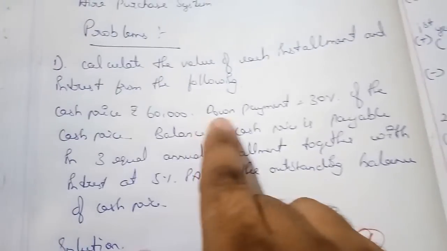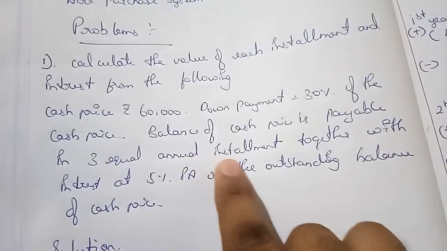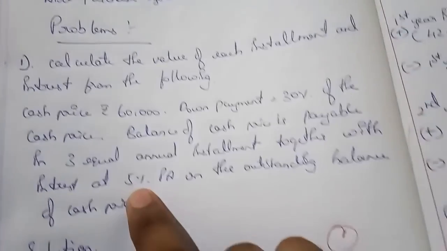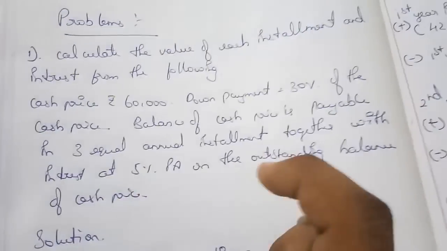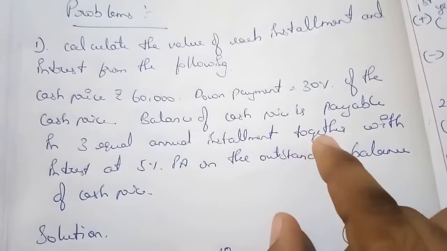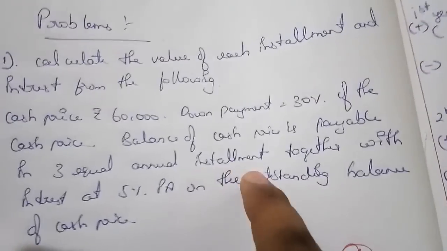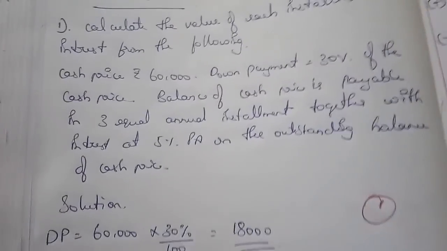Balance of cash price is payable in 3 equal annual installments together with interest at 5% p.a. on the outstanding balance of cash price. See here guys, important: with interest is the installment. Have a glance once more.